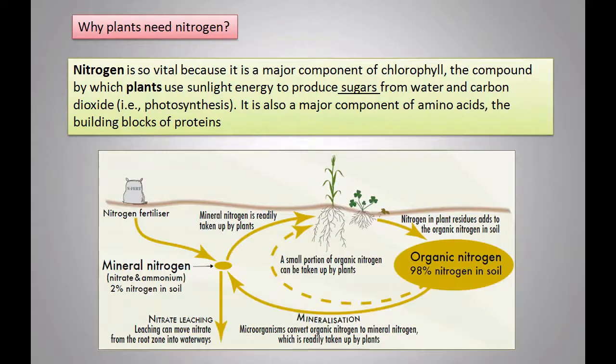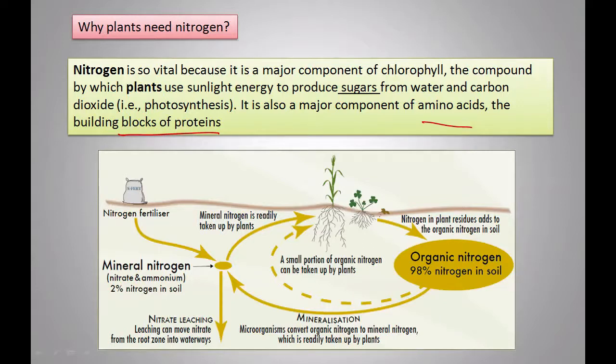So why does a plant need nitrogen? Nitrogen is so vital because it is a major component of chlorophyll, the compound which plants use with sunlight energy to produce sugars from water and carbon dioxide, that is photosynthesis. It is also a major component of amino acids, which are the building blocks of protein. So that's why plants need nitrogen.